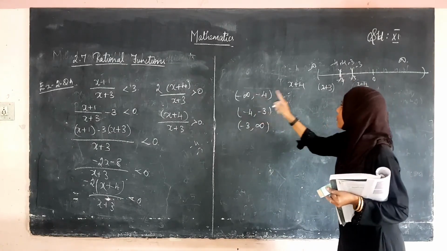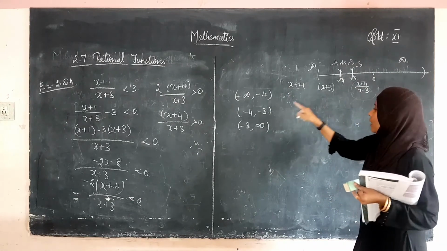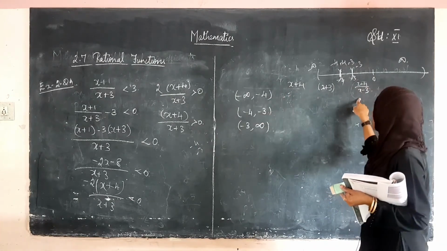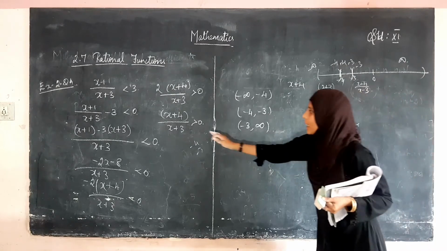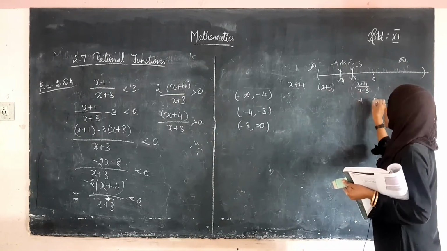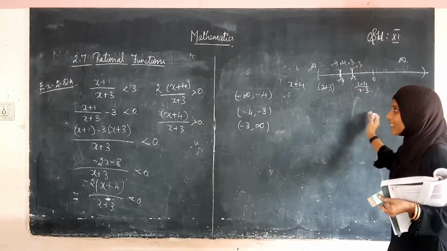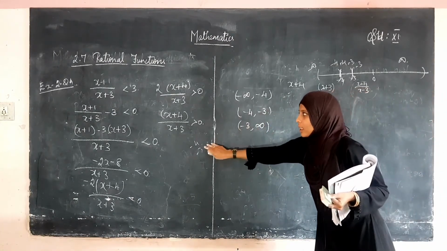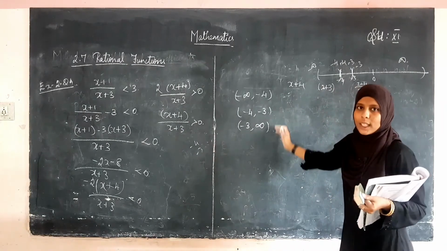From each interval you have to substitute one value. This is greater than 0, which means the answer we get should be positive. If we get positive, then we can say that the given inequality holds in this particular interval.